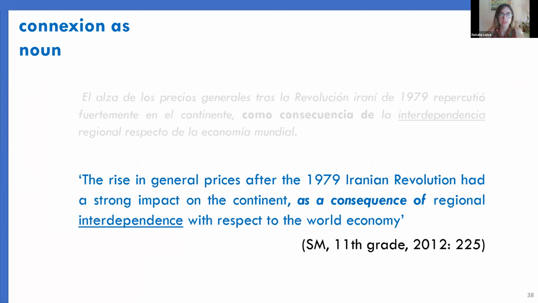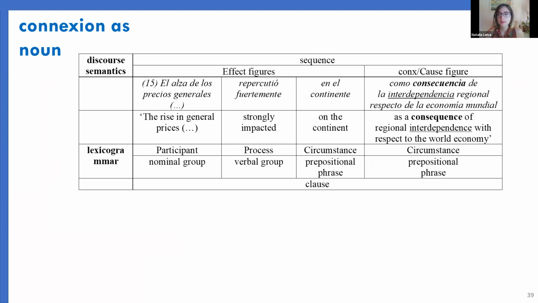Now we consider a type of logical metaphor involving sequence realized as a clause with connection realized by noun, in nominal group within circumstance. As outlined in the table, the effect is realized by a clause. The rise in general prices had a strong impact on the continent, which implies a sequence of two figures itself, since one of the participants is an experiential metaphor, the rise in prices. Prices rose. Therefore, it is considered a complex effect. Meanwhile, the circumstance of this clause realizes both the connection and the cause figure of the sequence. The connection is realized nominally by the thing, consequence, while the cause is realized by its qualifier of regional interdependence.